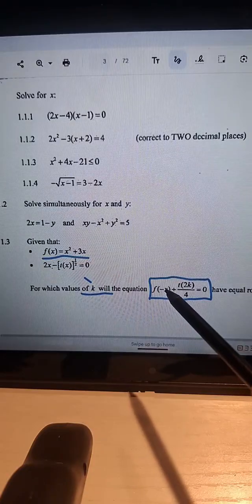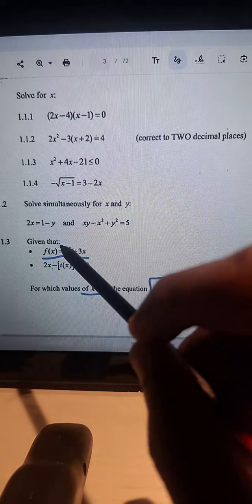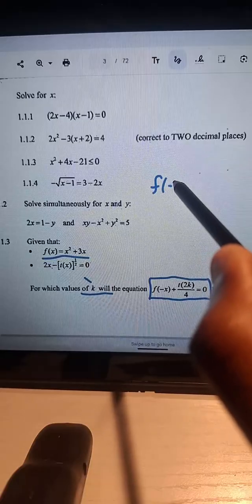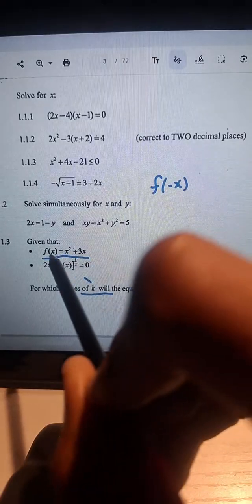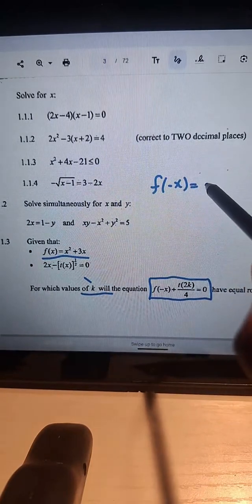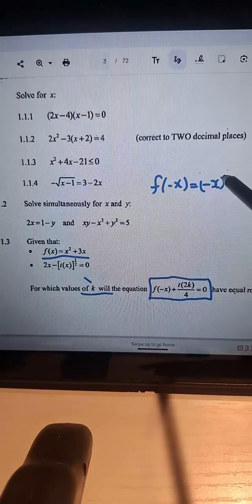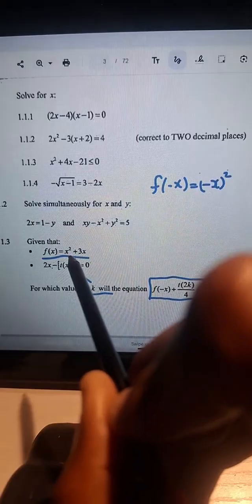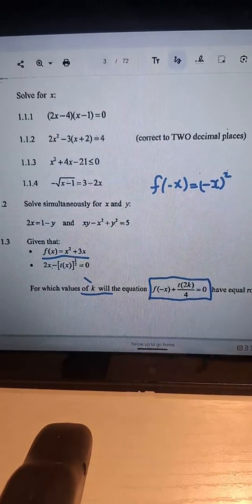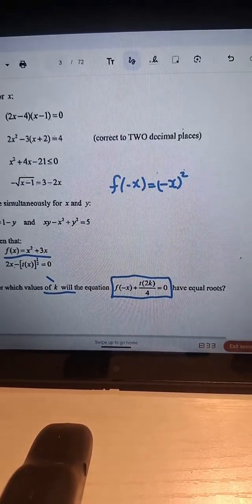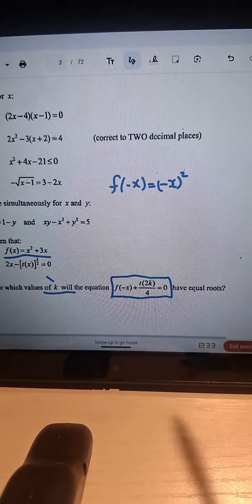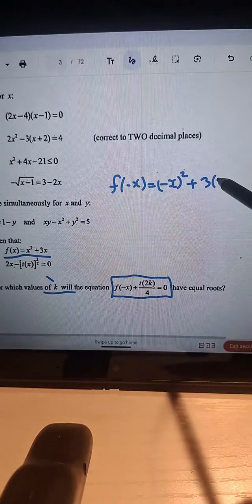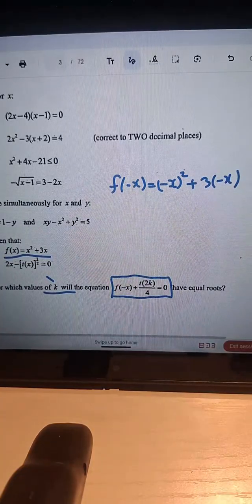They're saying f of negative x. So we are going to have to go to this function there, and we are going to have to substitute f of negative x. So in the place of x here, we substitute negative x. So we say negative x, the whole thing squared. Remember, there's an x squared. Then we say plus 3, in the place of x again, we put another negative x. Does that make sense?